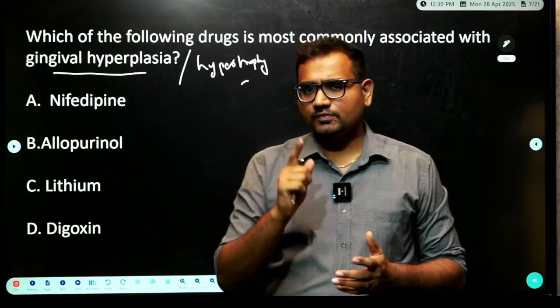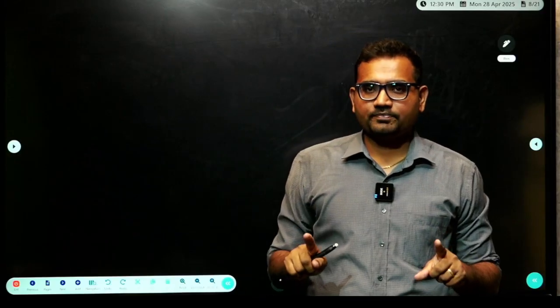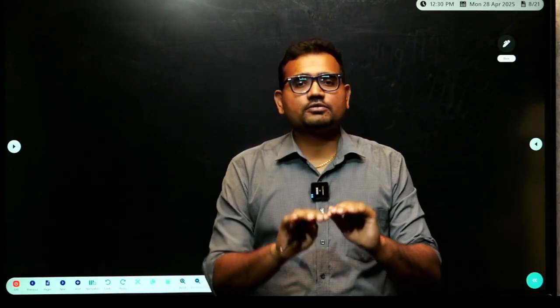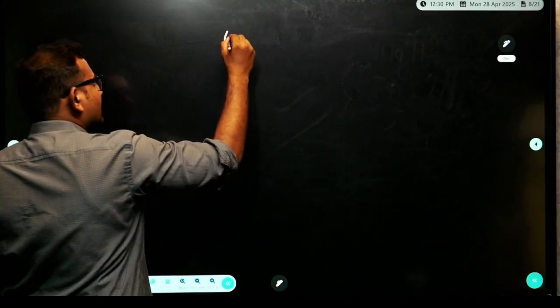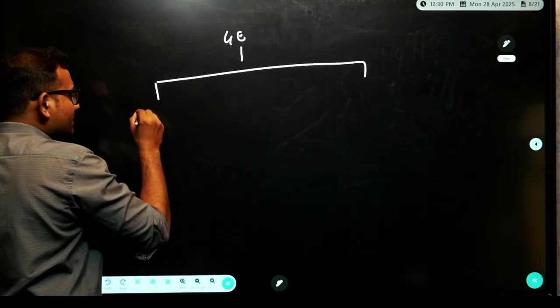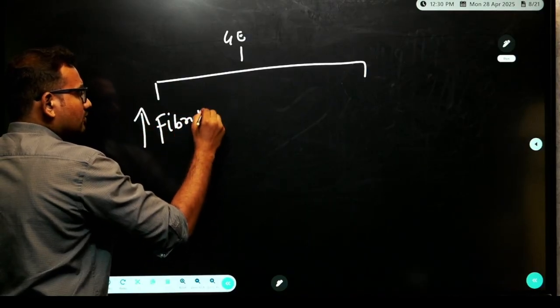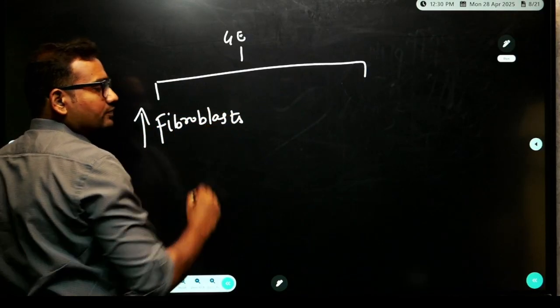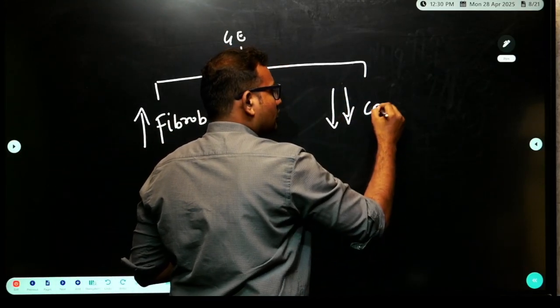It's obvious, right? Now I'll tell you two very simple mechanisms. I'll talk about them in depth when I take a separate class on gingival enlargement. Gingival enlargement majorly occurs by two mechanisms. One is that there is going to be increased fibroblast. And two is that there is going to be decreased collagenase enzyme.